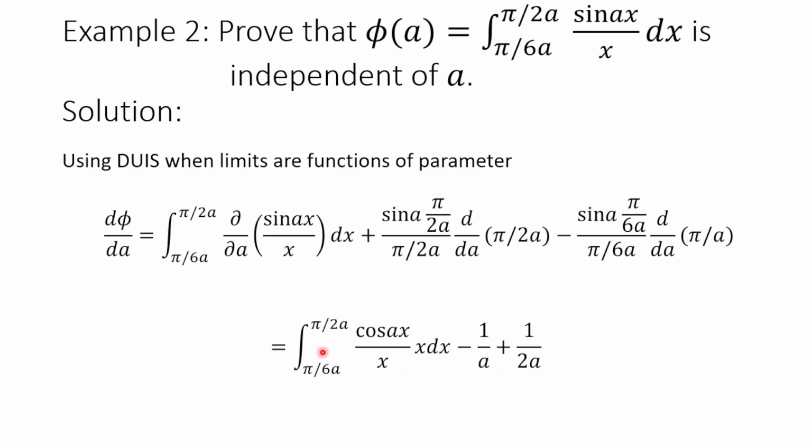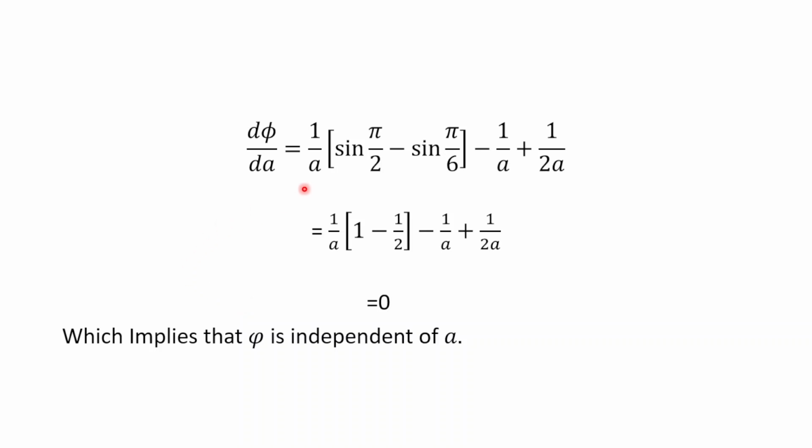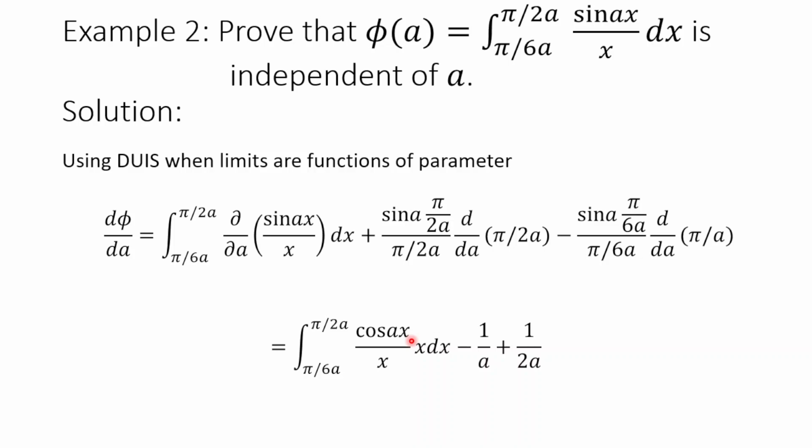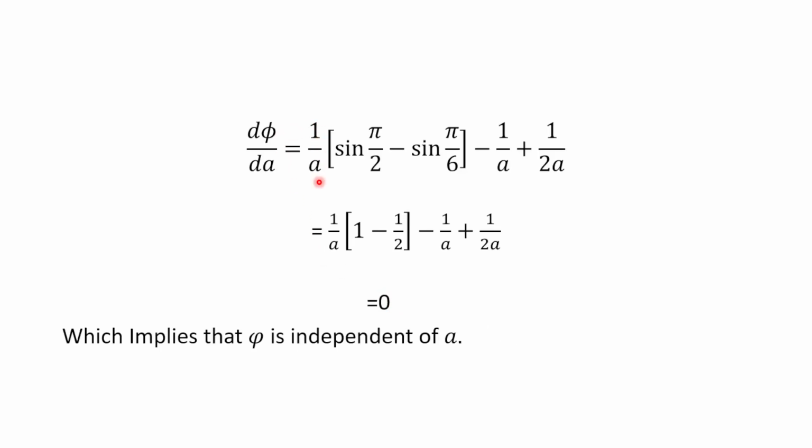So the integral from pi by 6a to pi by 2a of del by del A of sine ax by x is going to be cos ax by x times x, and the derivative of this ax is going to be x. So this x and x are getting cancelled. We will then remain with the integral of cos ax and putting the limits. So d phi by dA will be equal to 1 by a sine pi by 2 minus sine pi by 6. The integral of cos is going to be sine ax from pi by 6a to pi by 2a, which is equal to 1 by a sine pi by 2 minus sine pi by 6. This is for integration, upper limit minus lower limit.